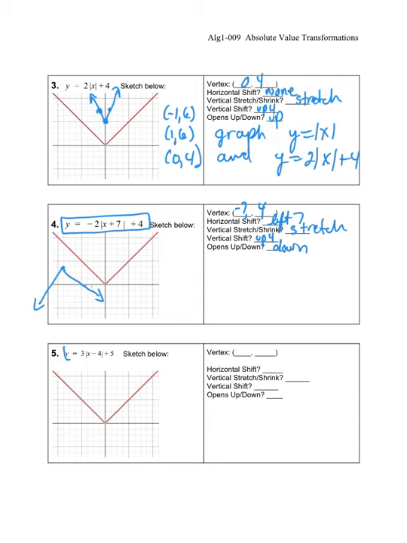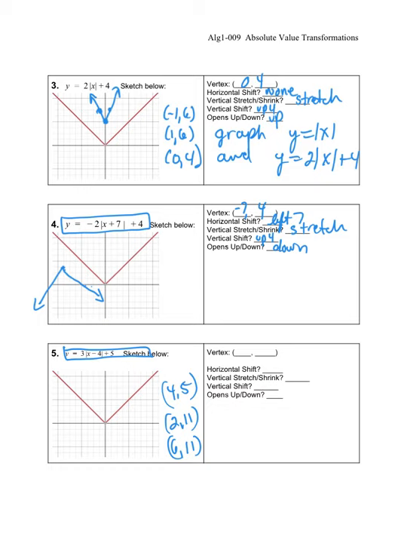All right, number 5, you're sketching y equals 3 absolute value x minus 4 plus 5. Pull some points off of Desmos. Notice I took the ones off that are integers just because it's easier to graph.